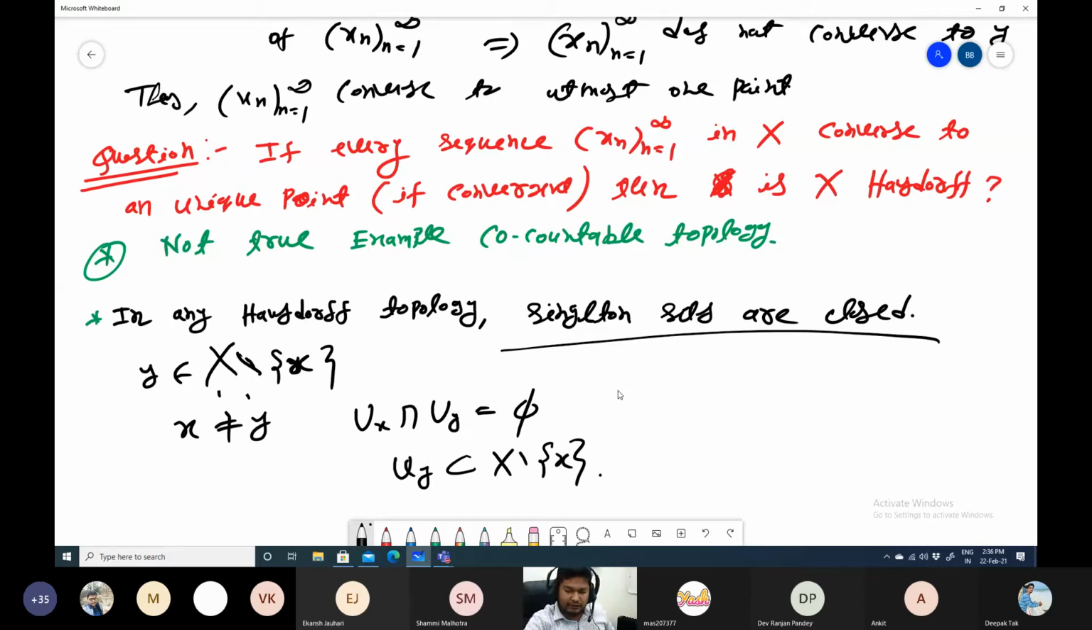That means singleton sets are closed, and from this you can say that any finite sets are closed. That means if you have a Hausdorff topological space, then if you take any finite set, that is also closed, right? Because singleton sets are closed. Okay.